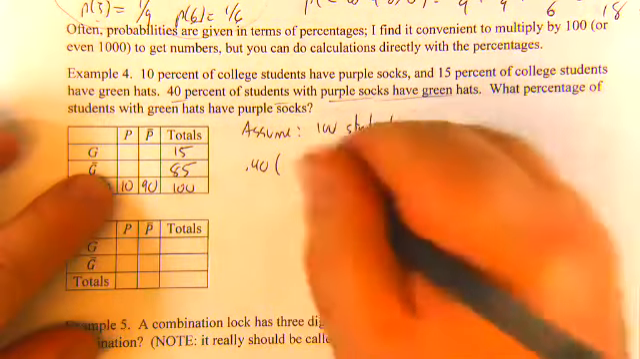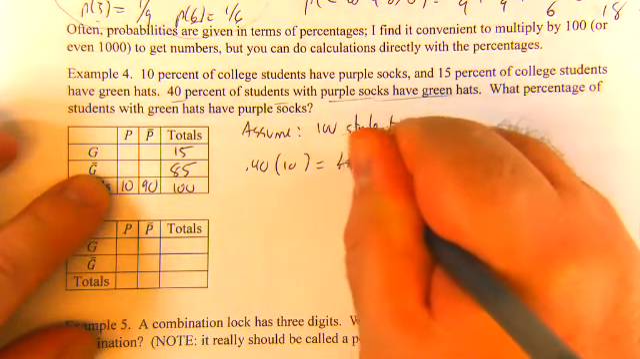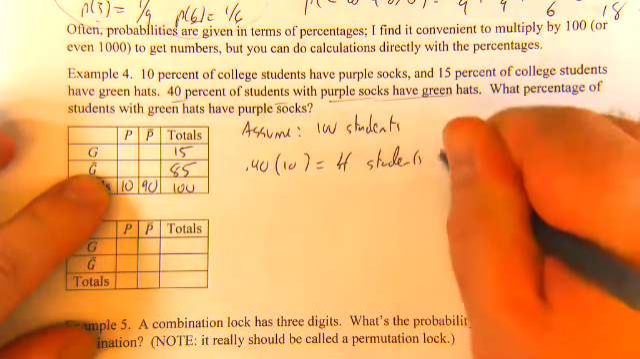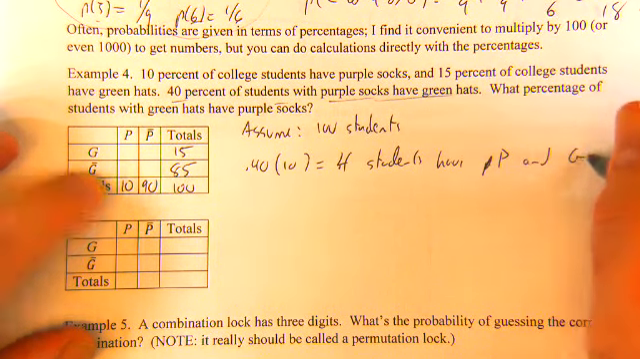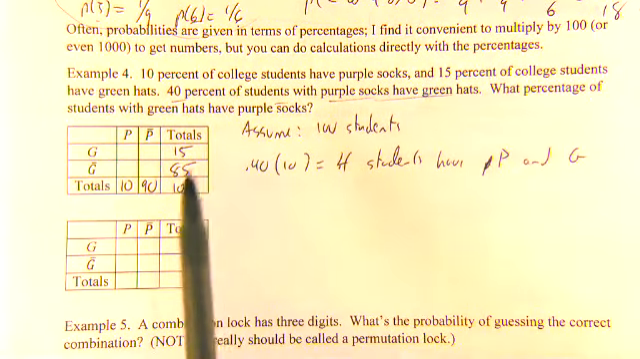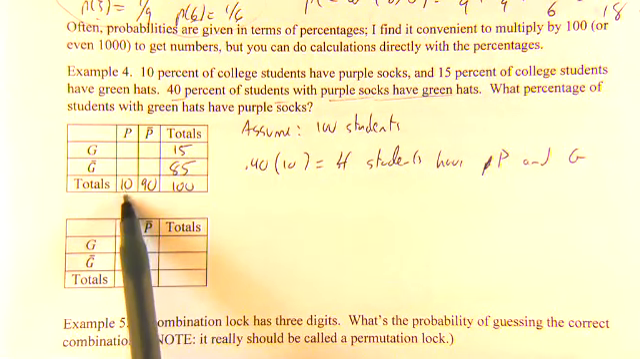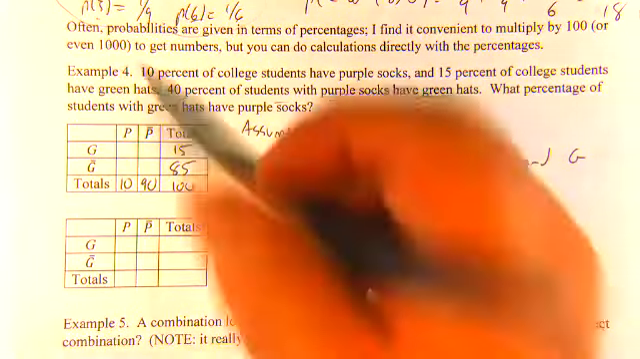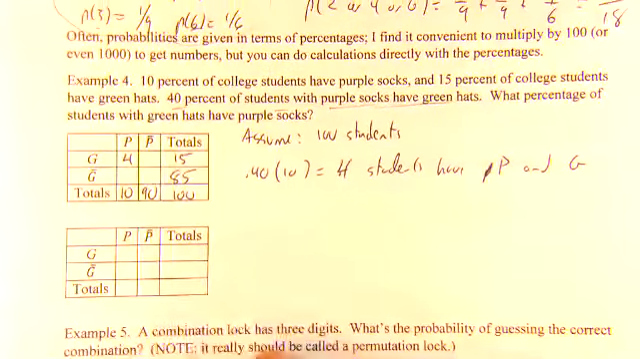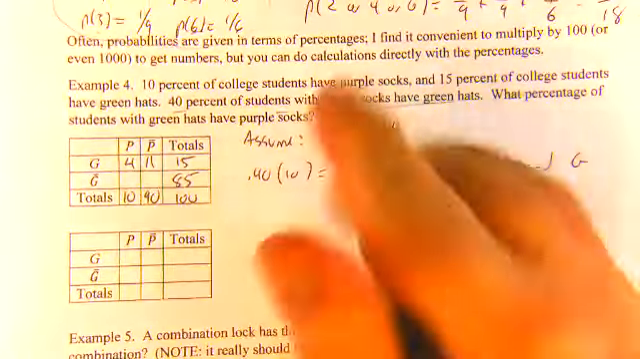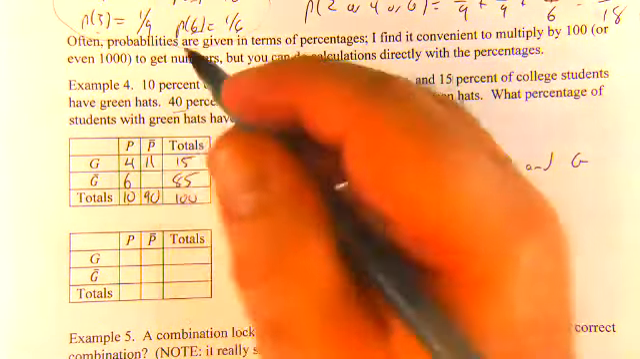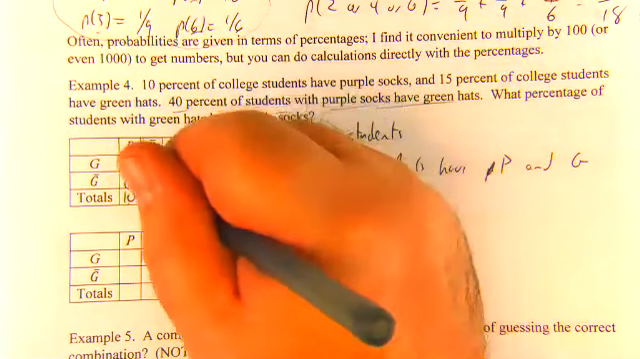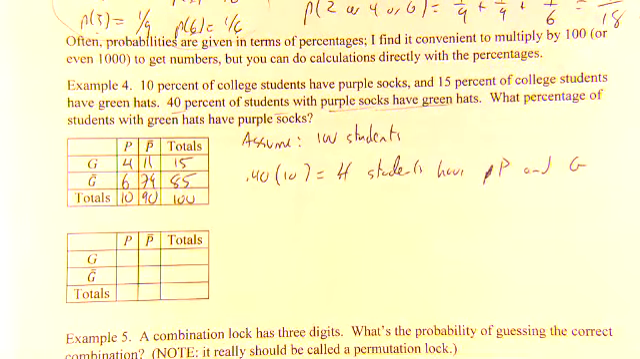How many students have purple socks? 10. So 10 students have purple socks. 40% of those have green hats. That means I have 4 students that have purple socks and green hats. So 11 have green hats but not purple socks. 6 have purple socks but not green hats. And most everybody, 79, have neither.